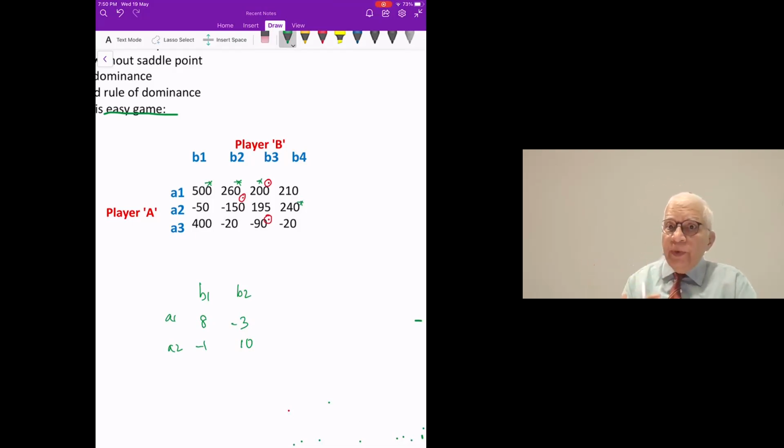The saddle point is not located in row number 1. Is it located in row number 2? Let's see. What is the lowest number in row number 2? Minus 1 is the lowest number in row number 2. Is this minus 1 also the column maximum? No, because column maximum is 8. So none of the row minimums are column maximums. Therefore, this game does not have a saddle point.